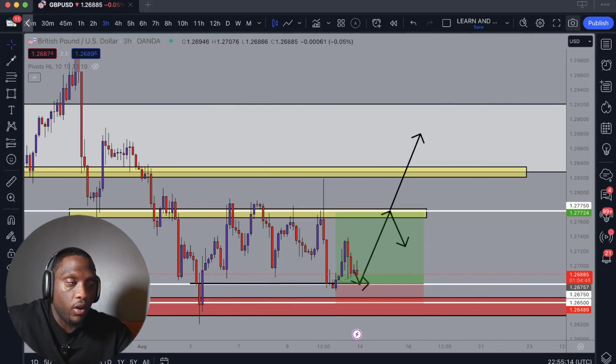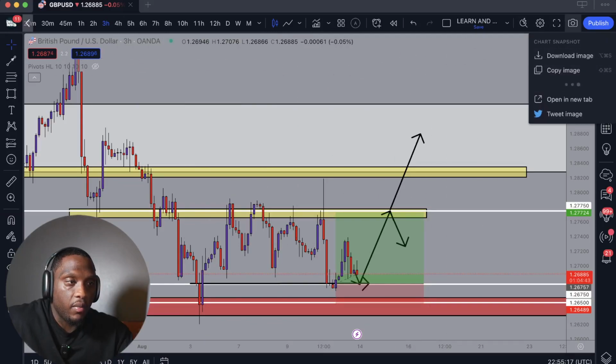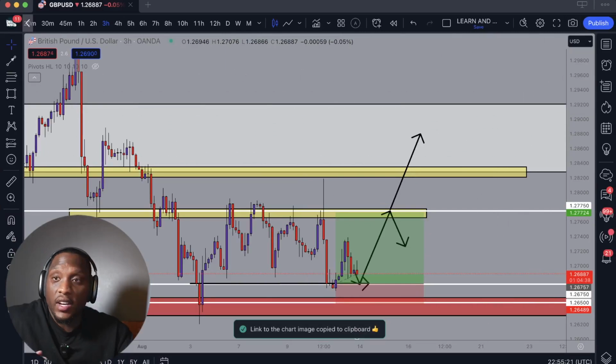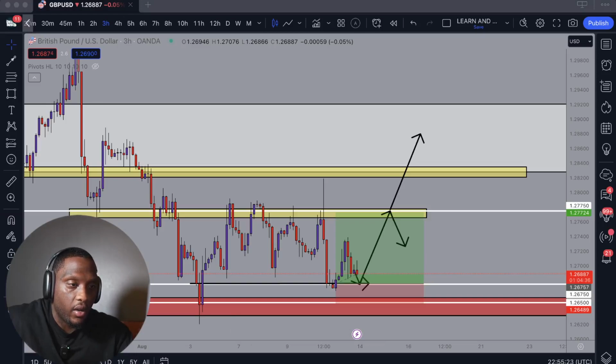We're definitely going to need some more lower time frame details, but let me copy this, and let me copy this, and then let me drop it in the chat for you guys, so you have that data as well.